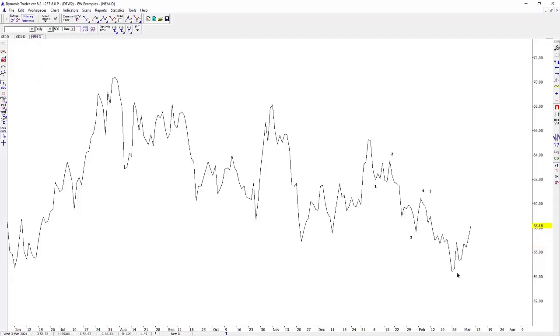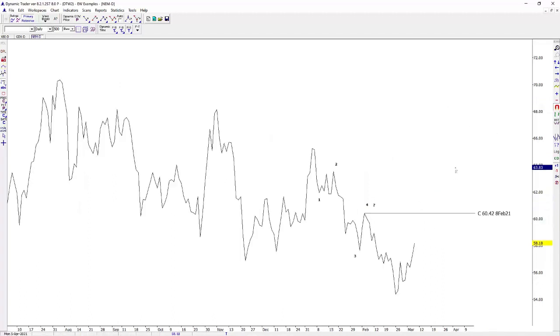So now we've had another advance greater in time and price than the 2 or the 4. So as of this point in time, what would indicate that this 5-wave decline is complete? Well, certainly a close above the wave 4 high. So let me put that in. So if we closed above 60.42, this section down should be complete.